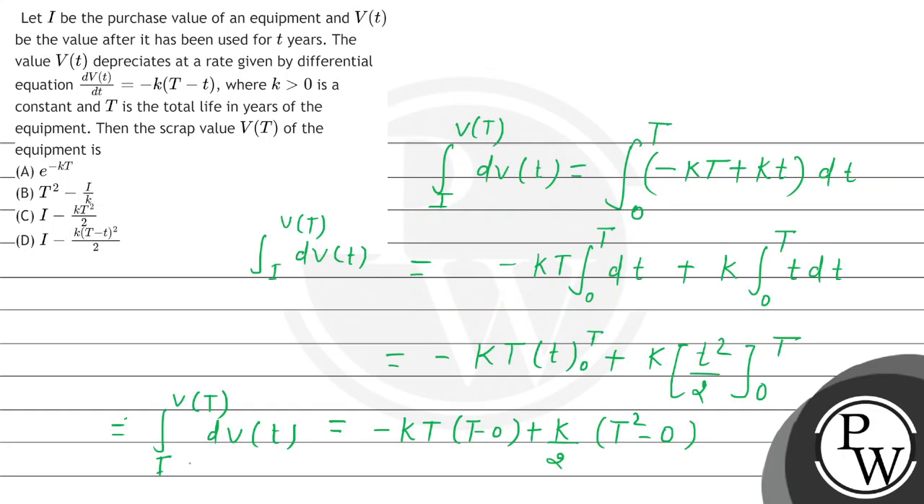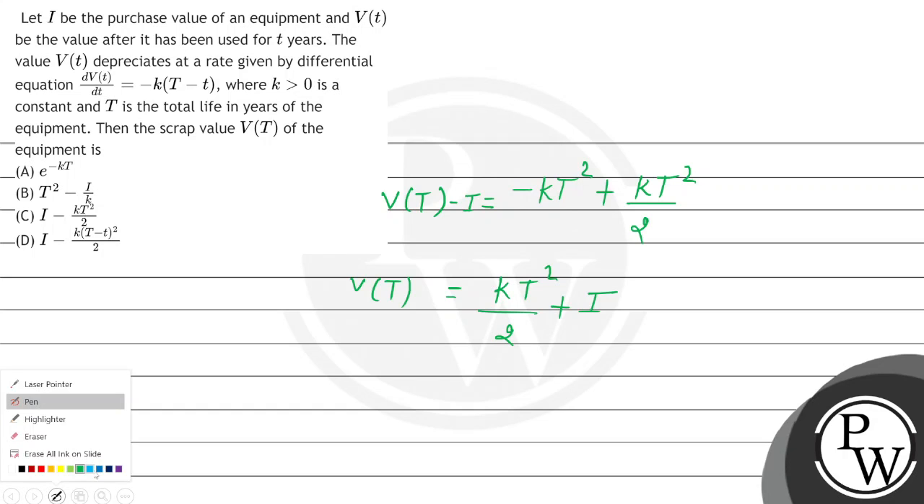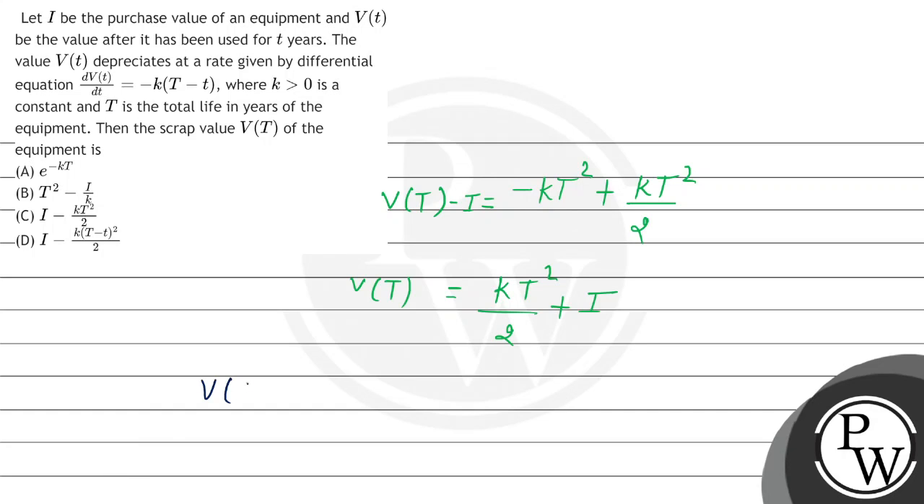Okay, first of all we should know where we have found the I. We know that at t equal to 0, it is given that I is the purchase value of the equipment. And after the time T, we'll get the value V of T. After putting in the limits, we'll get V of T minus I. So finally we can say we have the value V of T as kT square by 2 plus I. So this is our final answer.